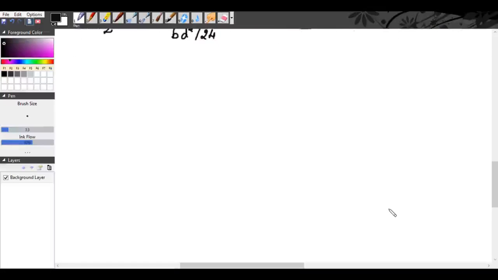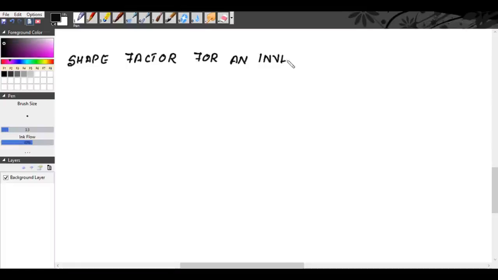Next, see the remaining things. I am giving you the question, you can do it for practice. Next is the shape factor for an inverted triangular section. I will give you the clue.